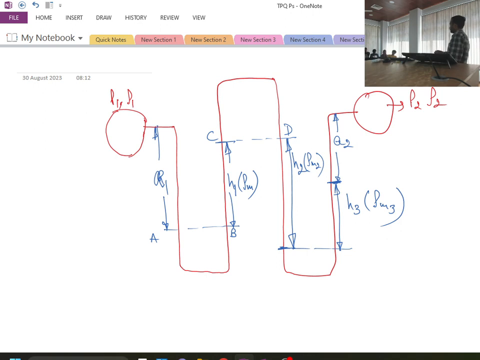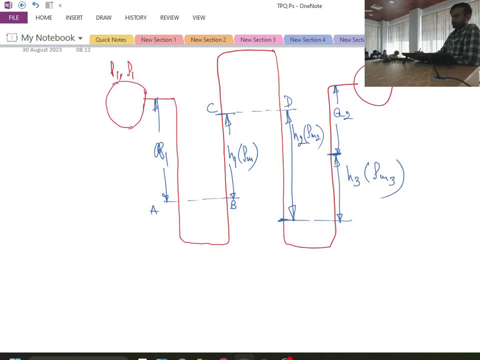Can you tell me how we can do this? How to find out P2 minus P1? Please tell me how to find out P2 minus P1.